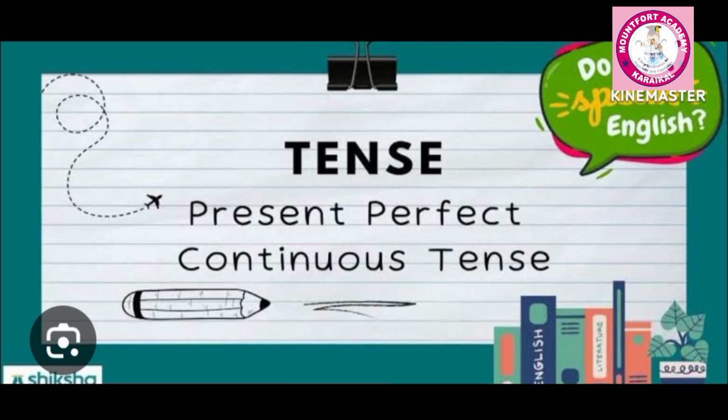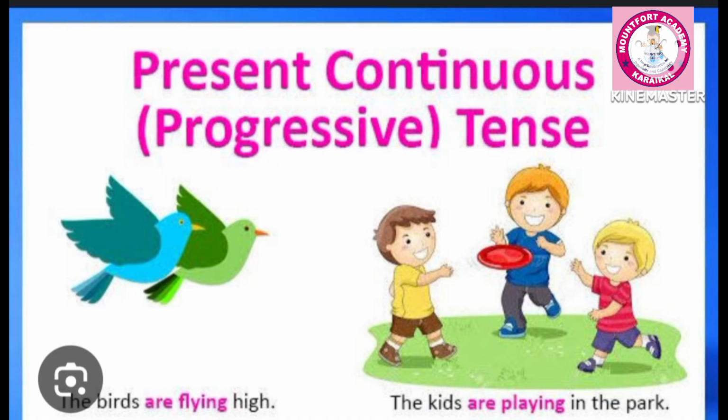This tense is used to describe an action that's happening right now, a longer action in progress, and something happening in the near future. For example, I am teaching English and you are studying English. You can see in this picture the birds are flying high, the kids are playing in the park. This picture talks about an action happening right now.